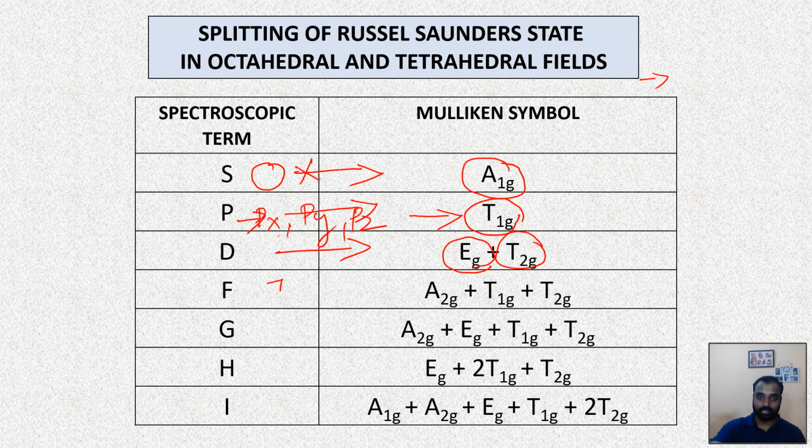In the case of F, it splits into A2g, T1g and T2g, triply degenerate sets, and again a T1g. That means the difference is in the plane of symmetry. The g represents the center of symmetry, and A1g, A2g are singly degenerate. In the case of G, it is split into 4, and so on.